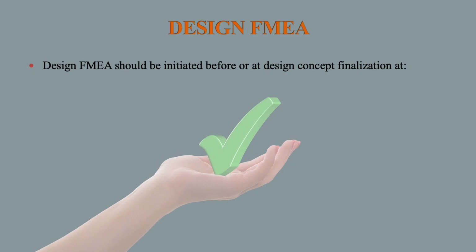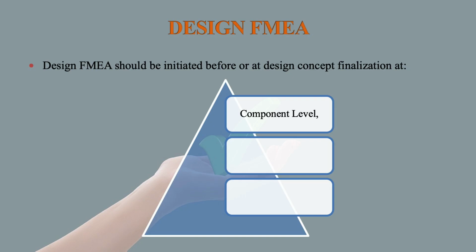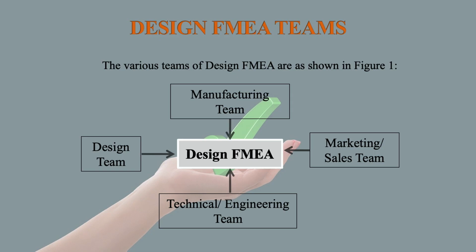Design FMEA should be initiated before or at design concept finalization at component level, subsystem level and system level. If any system is there, it has subsystems and a number of components. So when the design is to be started, at the concept finalization stage itself, we have to think about the failure mode analysis. The design FMEA teams are as shown in figure 1.